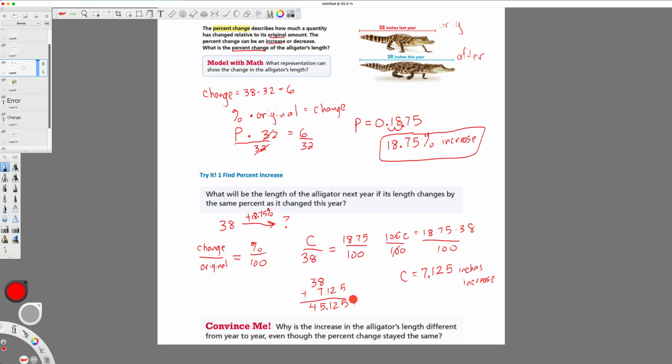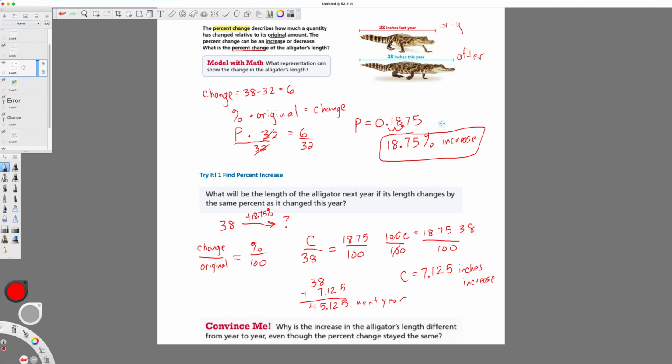45.125. And so that is not the increase anymore, that's next year's length. So again, I don't care if you use the equation or the proportion. I really don't. Use whichever you're more comfortable using. That's why we went over both of them, to give you that option.